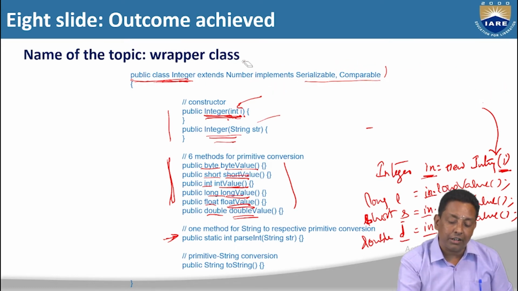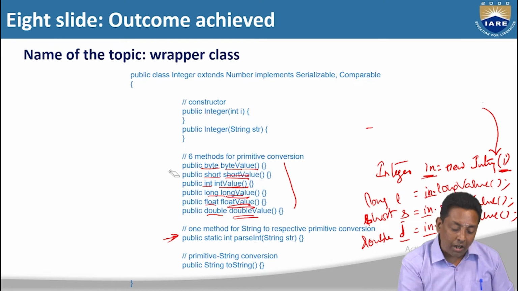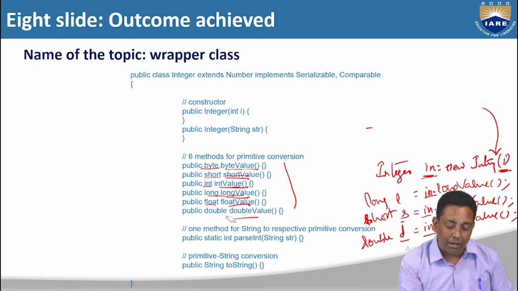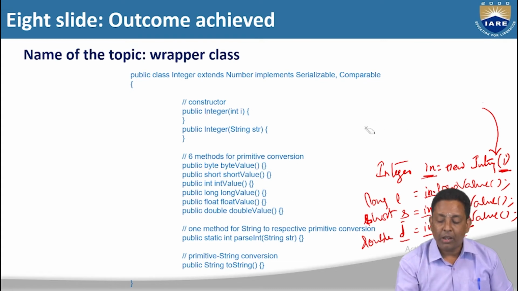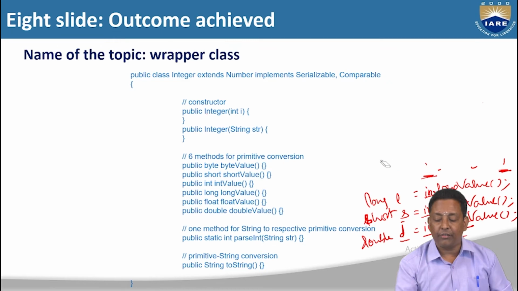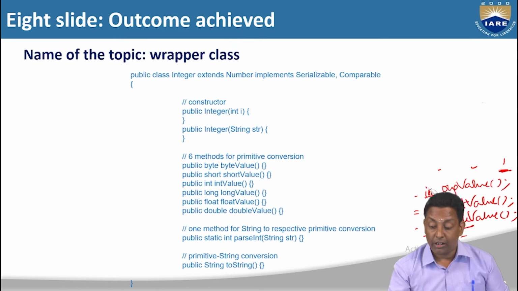Why is that constructor given? Why does the Integer class have a string parameter constructor? The main aim of the wrapper class is string to primitive conversion. Primitive to primitive conversion we can do with typecasting also. Mainly for string to primitive conversion only we are using wrapper classes. So how to do that? String to int conversion, how to do it with the Integer wrapper class?